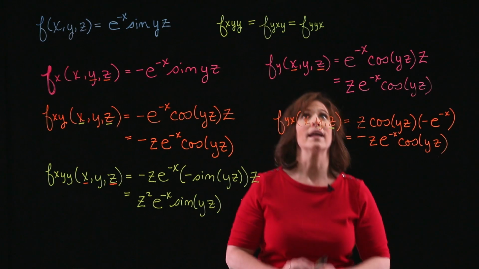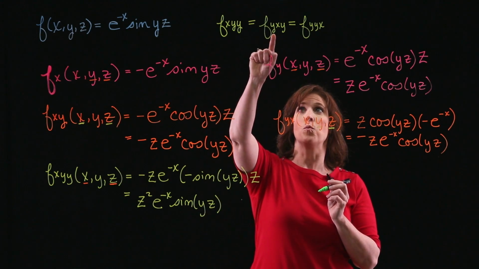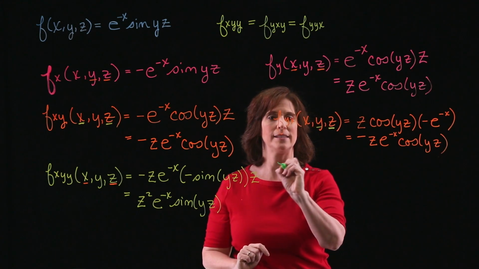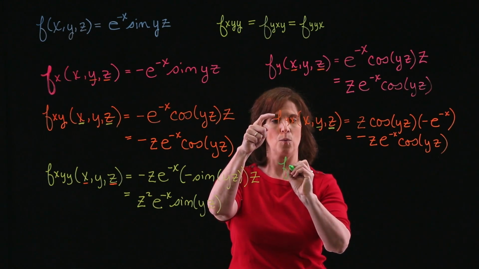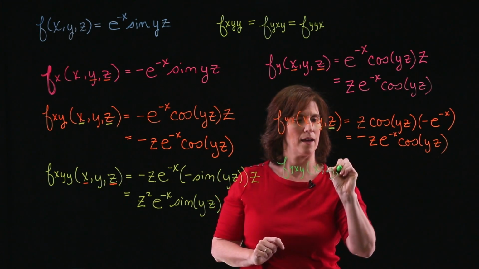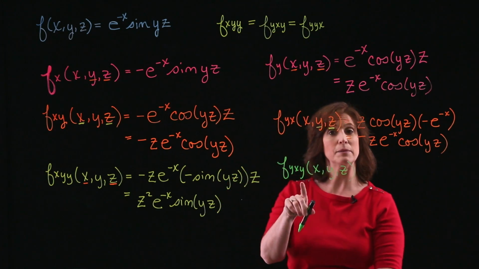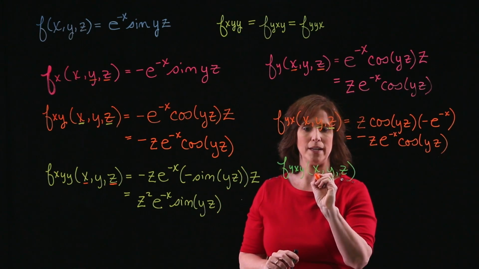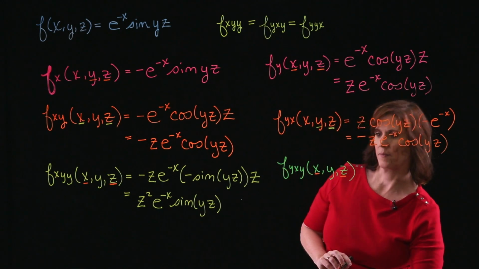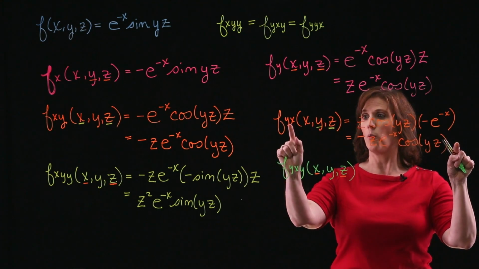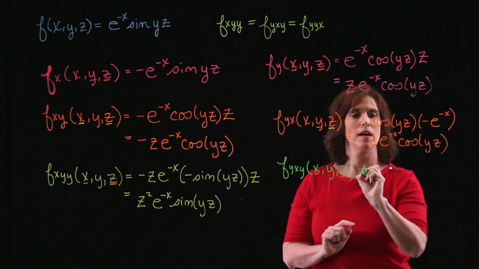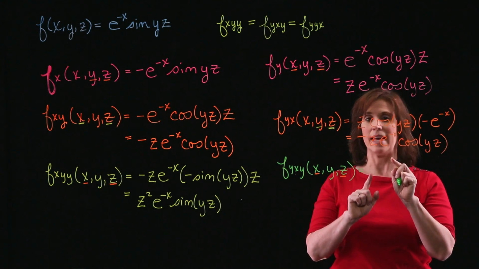This is going to give me a minus z e to the minus x cosine of yz. Now, notice that what I need for one of my mixed partials is fyxy. I already have fyx, so let's differentiate this derivative with respect to y. Because I'm differentiating with respect to y, I'll be treating the x and the z as constants.